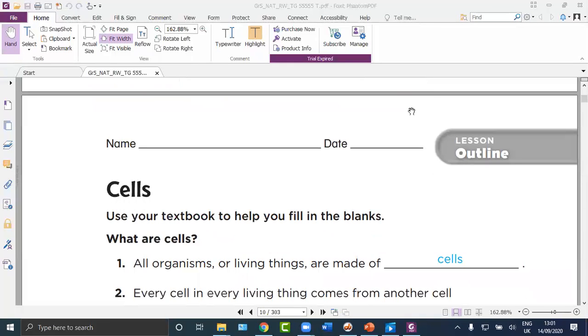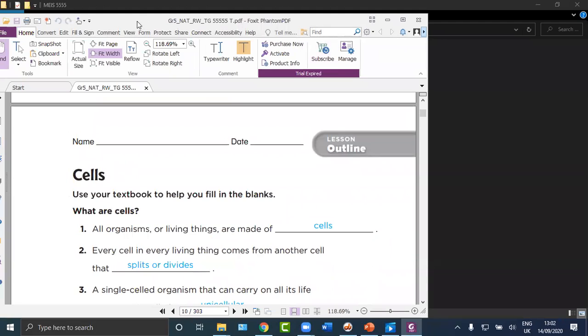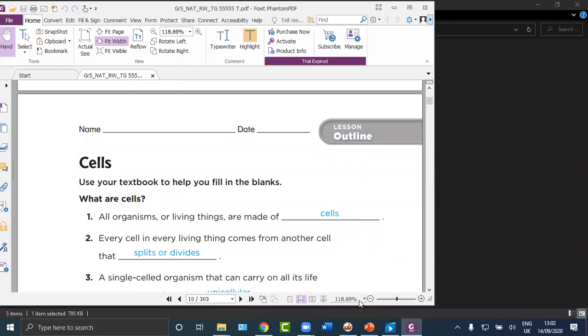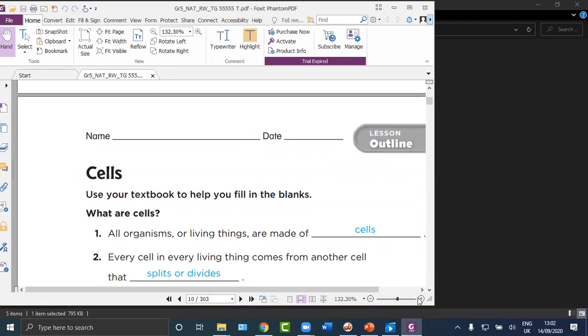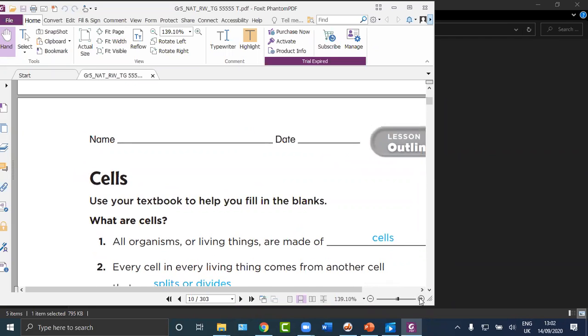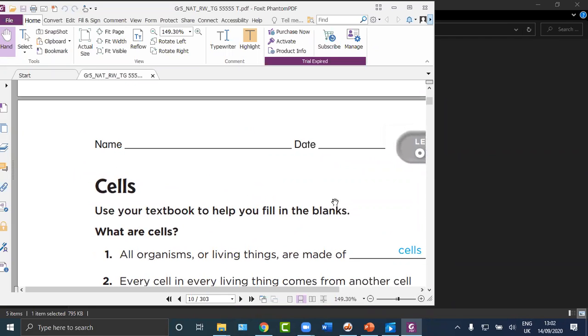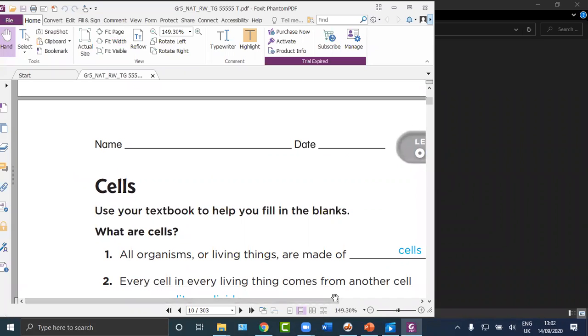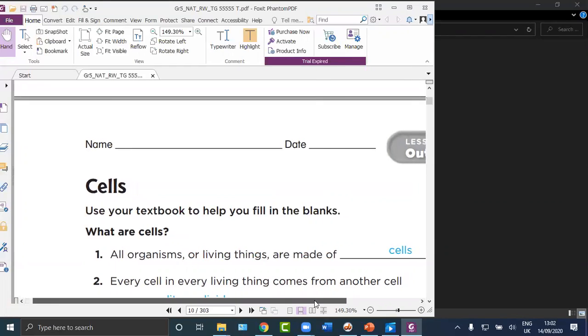Number 1, all organisms or living things are made of cells. Yes, excellent. Are made of cells. Perfect. Okay, number 2. I'll choose Adam Al-Hurani.